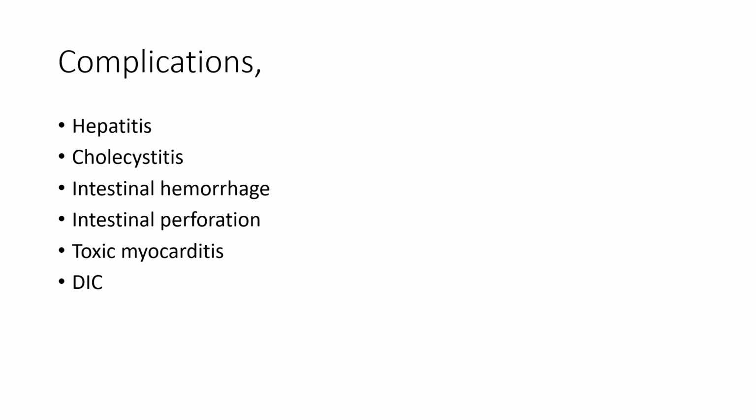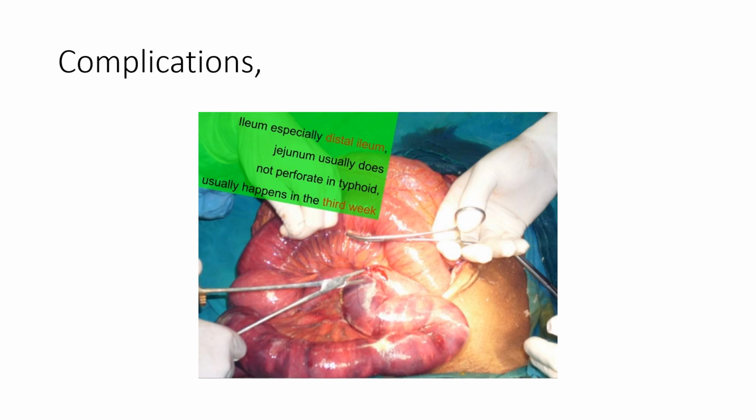If the organism is not treated earlier or in proper dose, then the organism can spread throughout the body and cause complications. So the perforation usually occurs in the distal ileum, and the jejunum really does not perforate in typhoid fever, and these complications usually occur in the third week of illness.